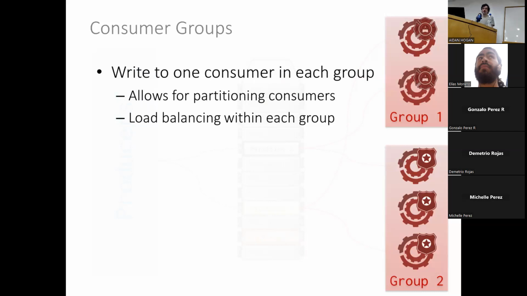I think it would be better to say that a consumer can pull from the topic, and the offset will be updated at the level of the groups. This allows for partitioning consumers, and we can apply some load balancing within each group as well. So that's the concept of consumer groups.